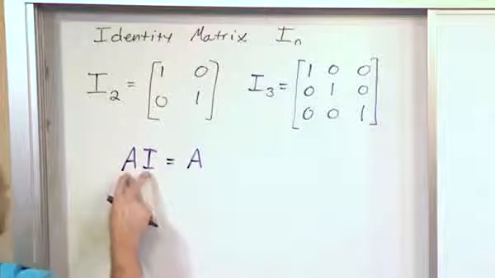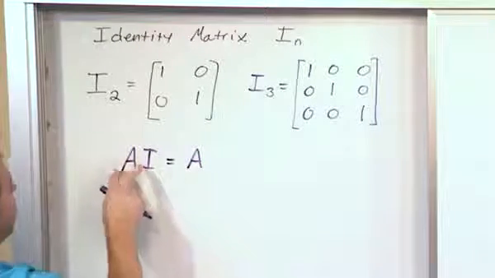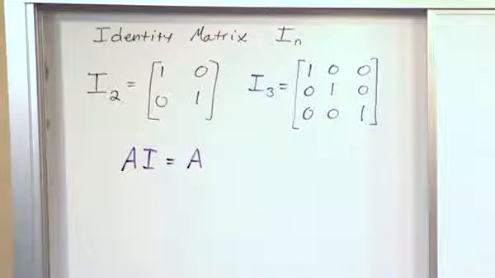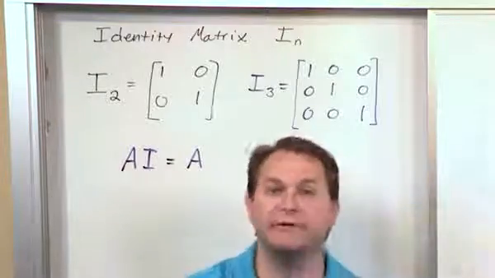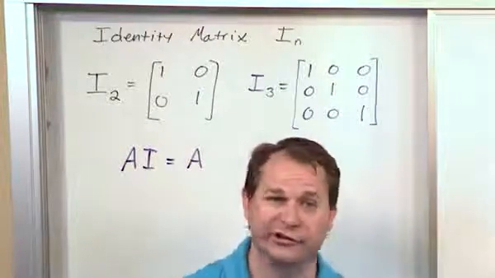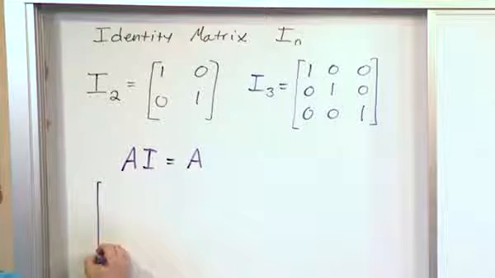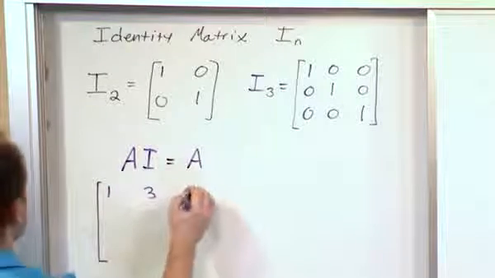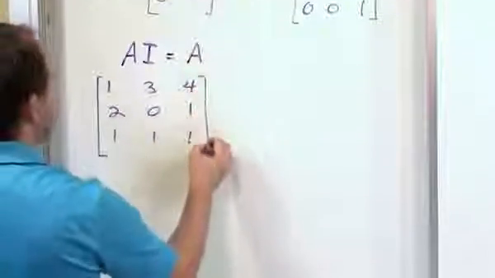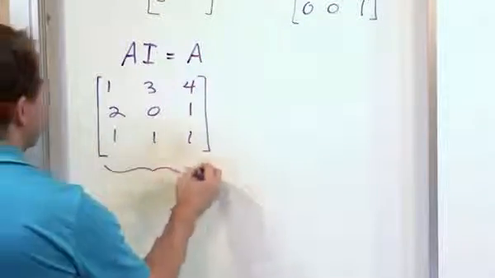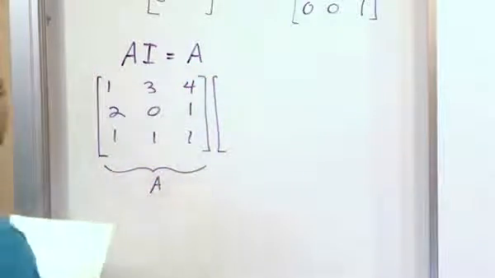Now, obviously, the sizes of the matrices that you choose for A and I have to be able to generate a multiplication. Matrix multiplication, we said, is not always defined. So you need to make sure your identity matrix is of the proper size so that you can actually do the multiplication. But to give you an example, I could generate a matrix as follows: 1, 3, 4, 2, 0, 1, 1, 1, 1. And that could be matrix A, and I can multiply it by matrix I. Now, I can't just choose any old matrix.